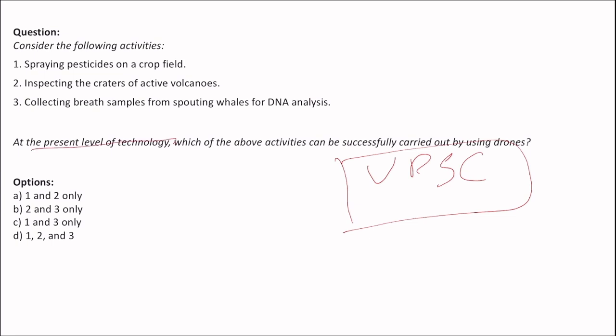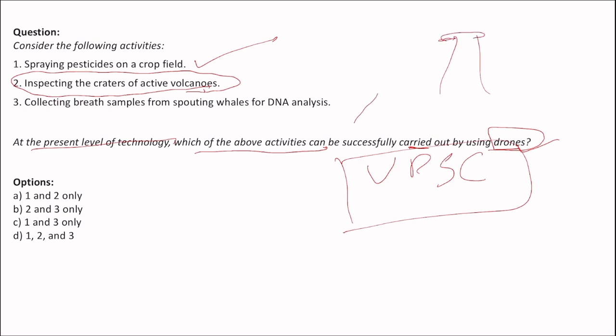At the present level of technology, which of the above activities can be successfully carried out by drones? We read about drones. Now we'll see. Spraying pesticides on a crop field. Yeah, we can do it. Inspecting the craters of active volcanoes. This one I did not teach. This is where UPSC questions are like. Everything you read does not come there. So now you will have to use your brain. Just think, there's a volcano, there are craters. Can a drone go there and see what's there? Yes, it can see.